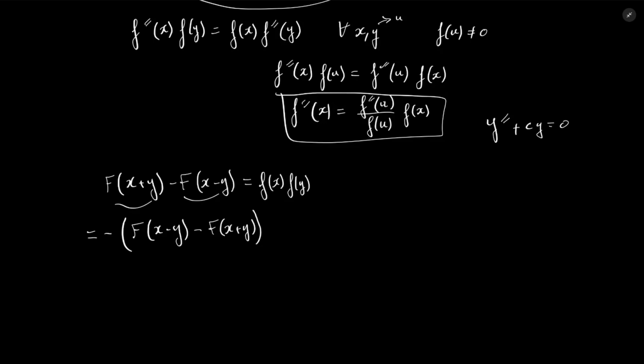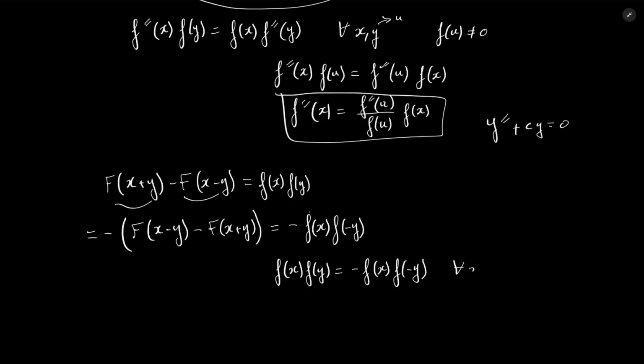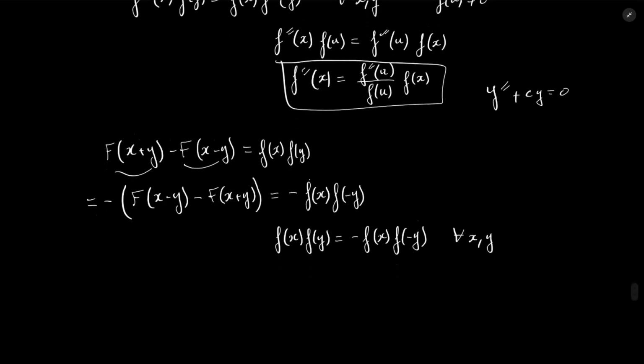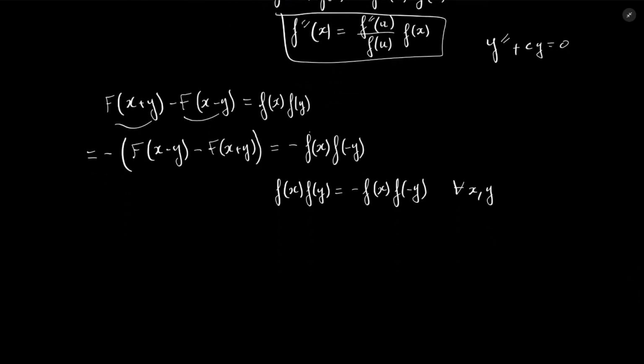In that case, what we can see is that we have the same equation as above, but in which we have replaced y by minus y. So this is equal to minus f of x, f of minus y. So we just proved that f of x, f of y is equal to minus f of x, f of minus y. And this is valid for any x or y. So in particular, this is valid for f of u, which is different from 0.